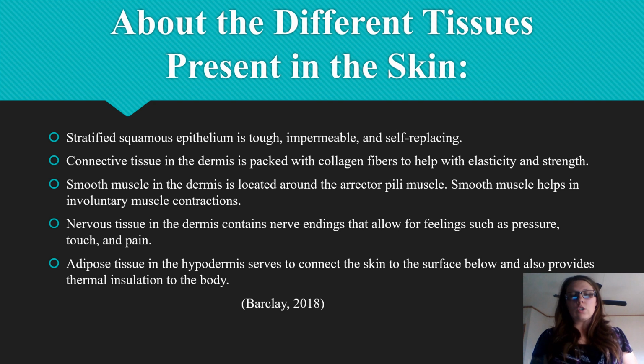The nervous tissue in the dermis has both motor and sensory fibers. This is also the layer that allows us to feel touch, pressure, and pain. Adipose tissue in the hypodermis serves to connect the skin to the surface below and also provides thermal insulation to the body. The hypodermis is also where fat and energy is stored.